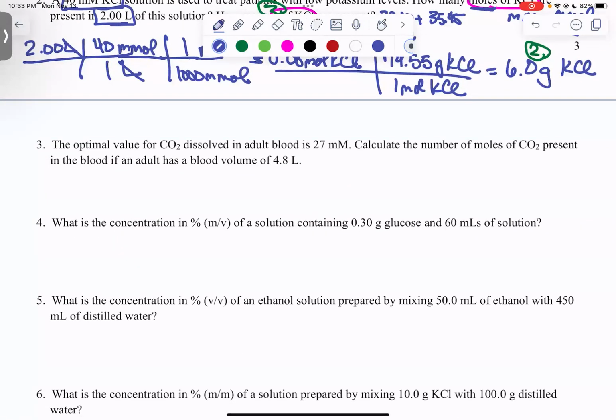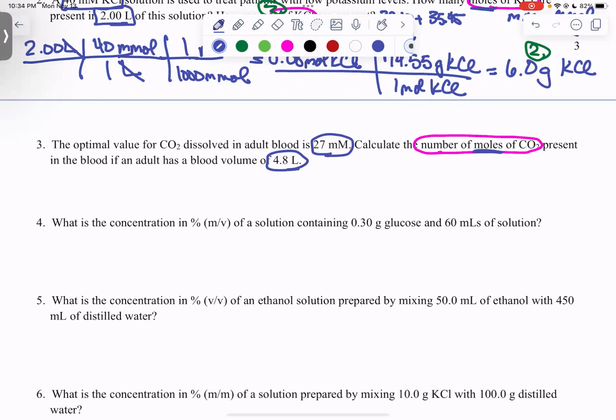All right, the optimal value for CO2 dissolved in adult blood is 27 millimolar. Calculate the number of moles of CO2 in the blood if an adult has a volume of 4.8 liters. Okay, cool. So we got 4.8 liters, 27 millimolar, and my goal is to calculate the number of moles of CO2. Okay, so what do we want to start with?